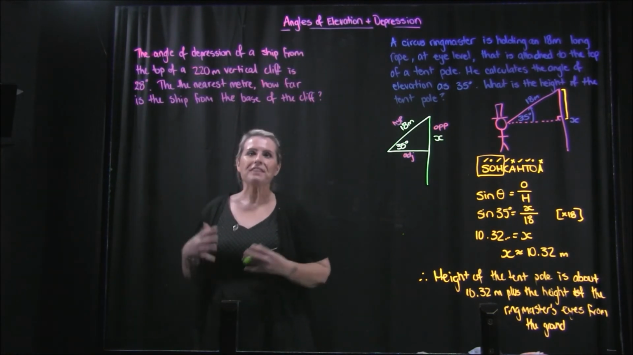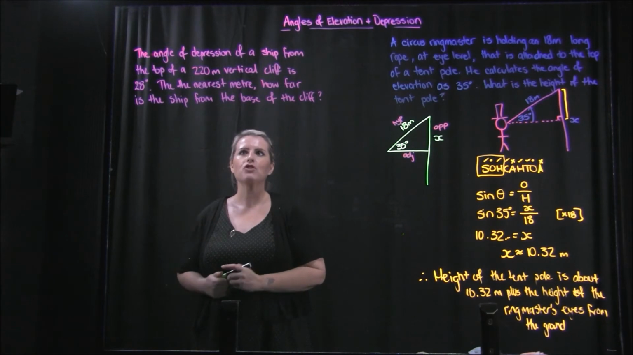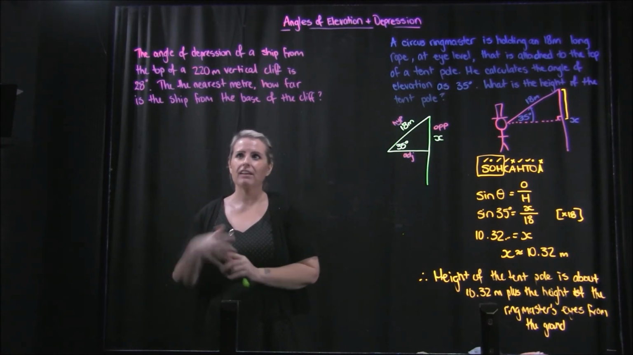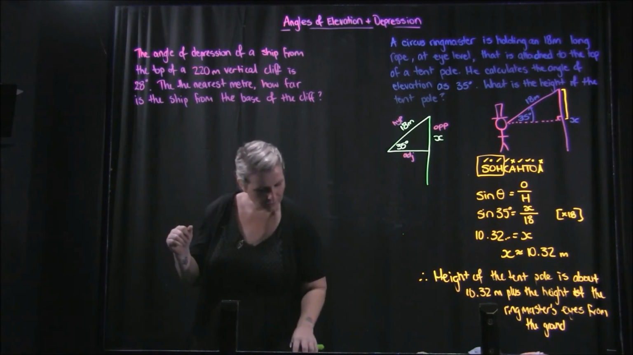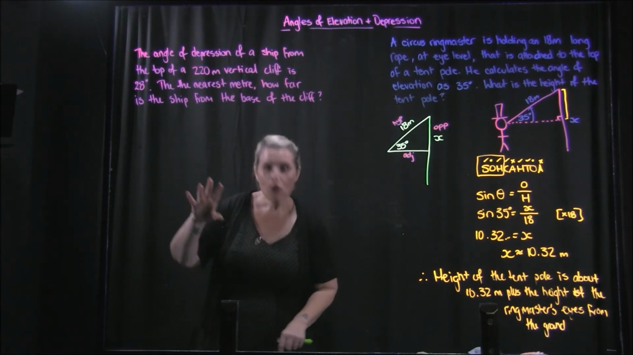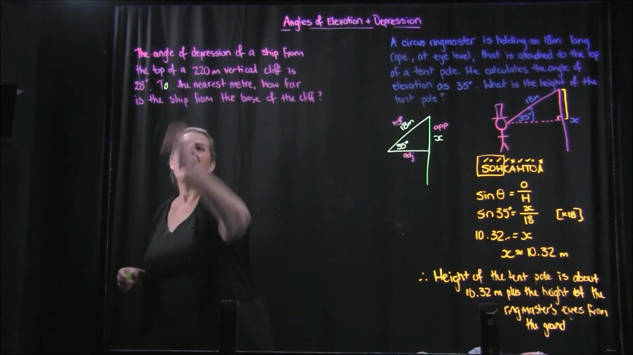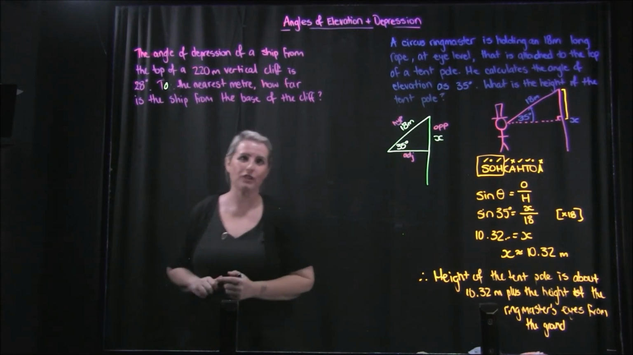Okay, so the angle of depression of a ship from the top of a 220 meter vertical cliff is 28 degrees. Oh, I've actually written that wrong, haven't I? To the nearest meter. How far is the ship from the base of the cliff?